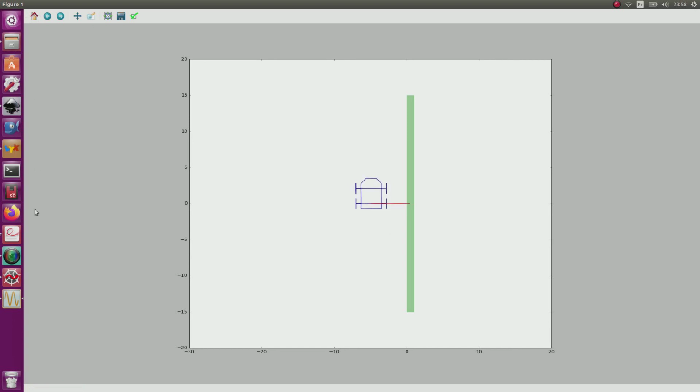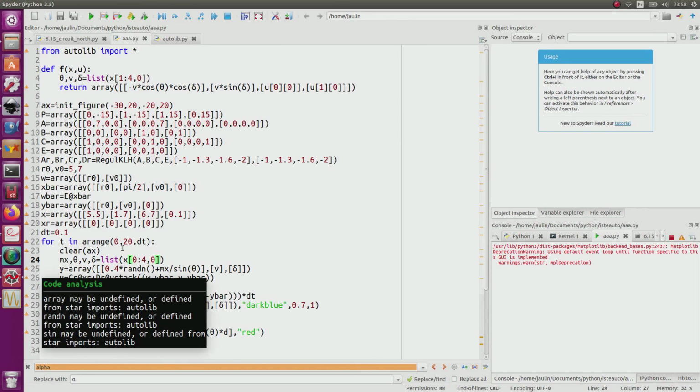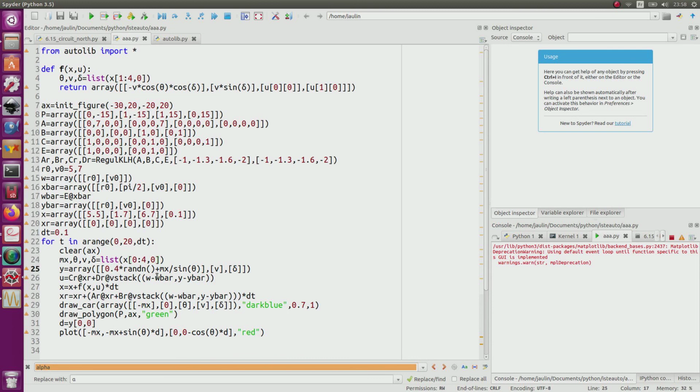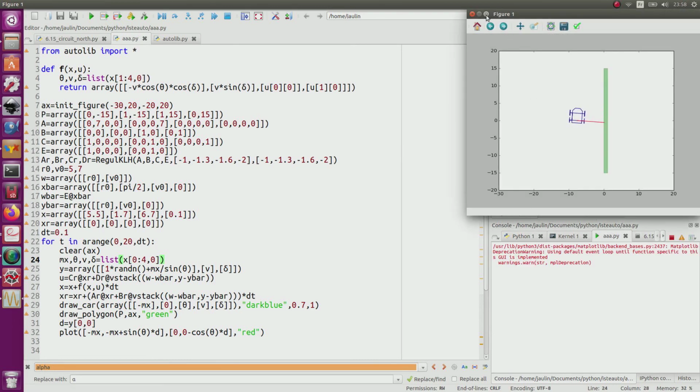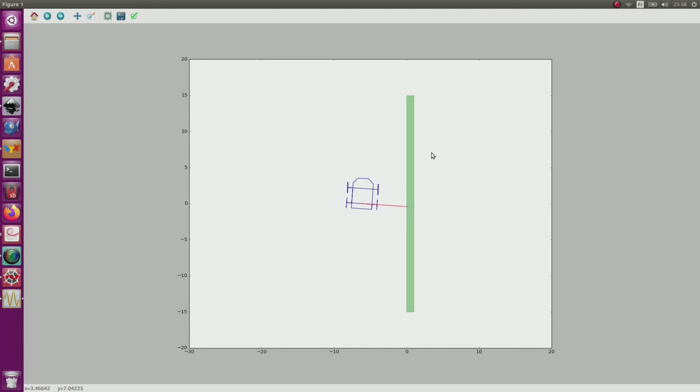Okay, I will put more noise. Let's say 1. So we can see that the distance now is influenced by the noise, but the control is quite good.